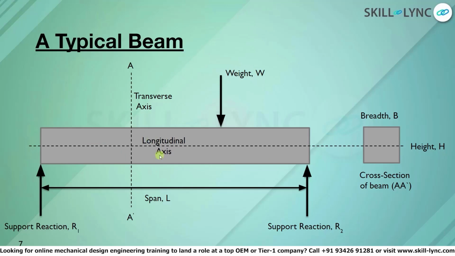The longitudinal axis cuts the beam lengthwise. Same way, there is one more axis, which is the transverse axis that cuts through the cross-sectional area A dash. On the right side, we can see that the cross-sectional area is given as a rectangle. In this rectangle, there are two more elements: one is the breadth B and the other is the height H. Now, our important variables to note for a beam are span L, breadth B, and height H.